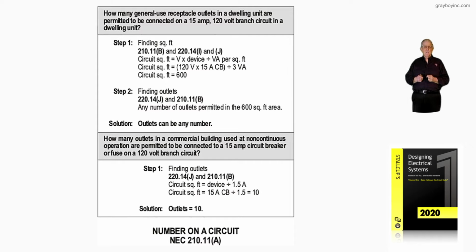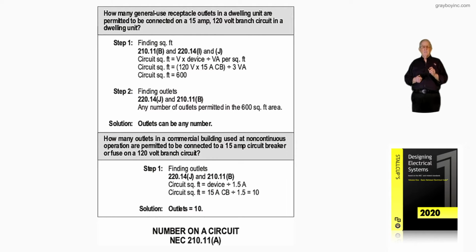This illustration deals with the number of outlets on a circuit in accordance with 210.11(A). Notice at the very top of the illustration, there's a question: how many outlets could you basically put on, say, a 15 amp circuit in residential properties? We previously showed 600 square foot, and this is how that square foot was obtained.